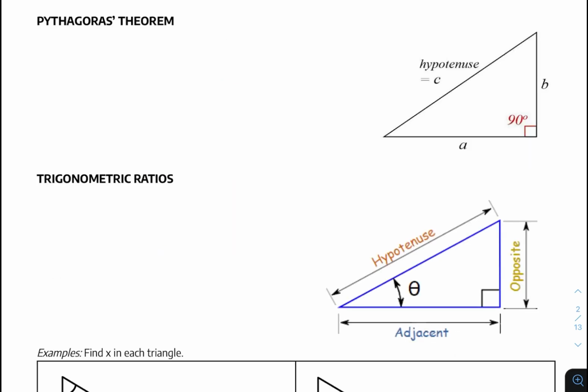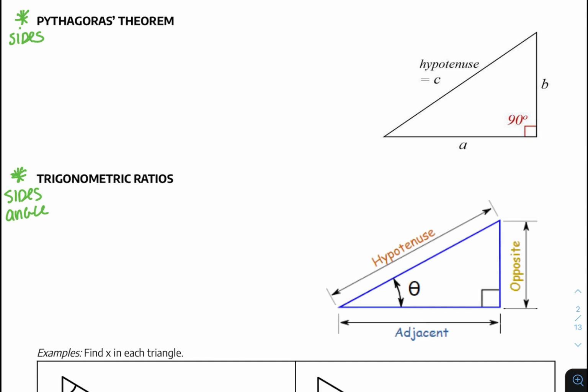Now let's focus on right angle triangles. In right angle triangles, we can use these two tools in order to solve for missing sides: Pythagorean theorem, so this only works for sides, and the trig ratios, SOHCAHTOA, works for missing sides and missing angles in a right angle triangle only. So let's refresh our brains about our Pythagoras theorem.